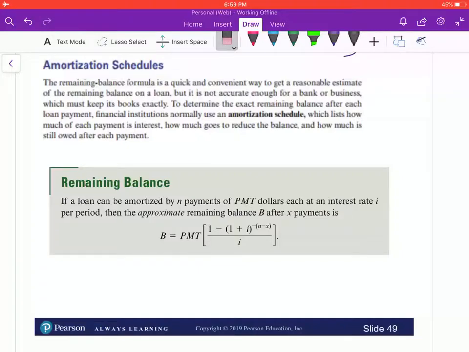This video will cover section 5.4, examples 5, 6, and 7, hopefully. So we're going to start here with talking about amortization schedule. And I'm going to read the paragraph here.